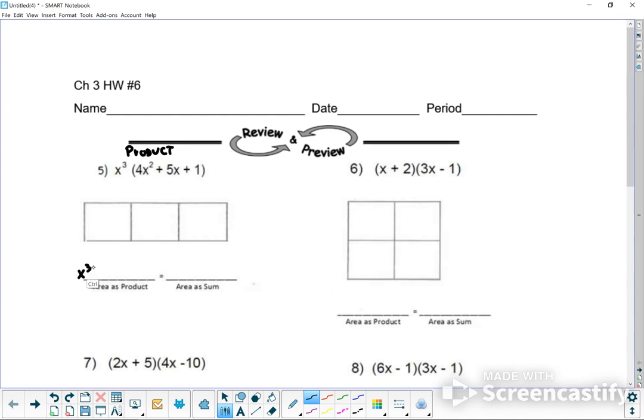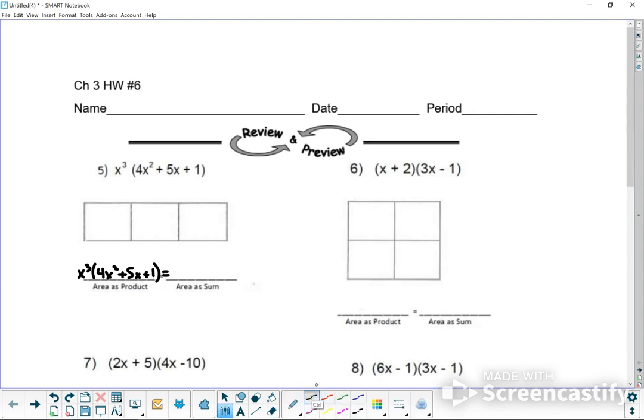x to the third, 4x squared plus 5x plus 1. That's your product. And you want this to equal the area as a sum. Now the sum, area as a sum, you're going to have to do this with the area model.